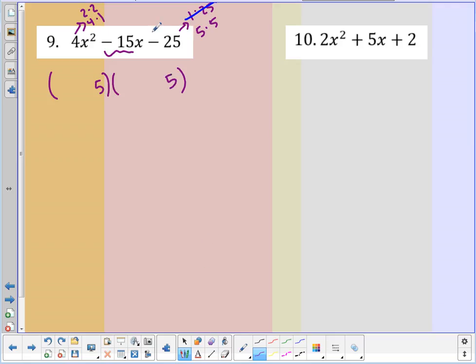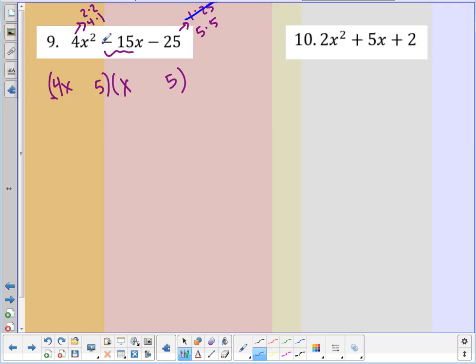Okay, now this is a negative product, so I don't know which one's going to be negative or positive. I'm going to need both. So if I think about it, 4 times 5 gives me a 20. And then I'd have 1 times 5 in the middle, which would give me 5. And I can do 20 minus 5 and get 15. So that's a good thing to take note of. I'm going to use the 4 and the 1 and see if I can force it that way.